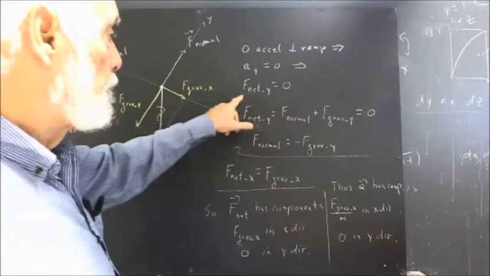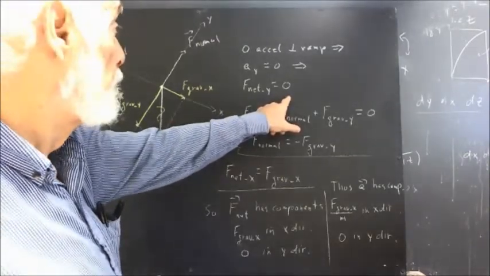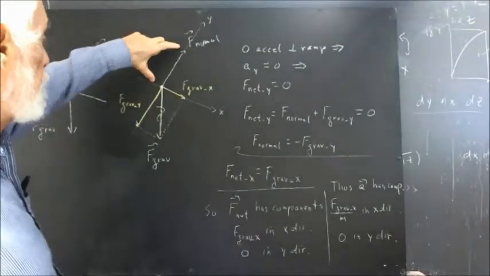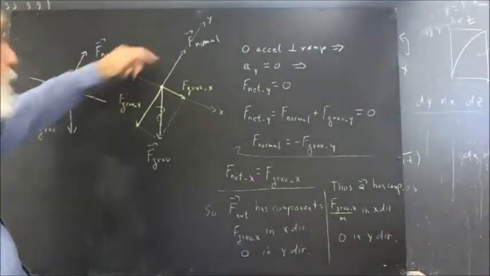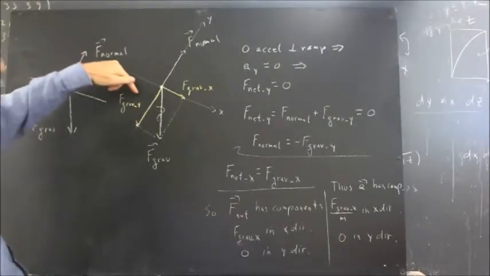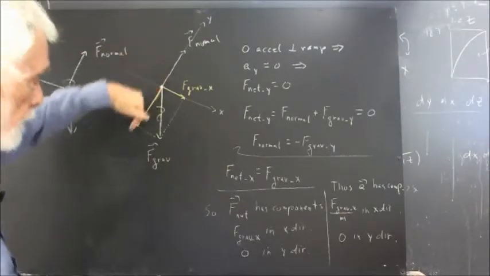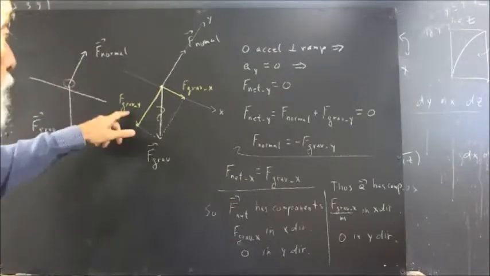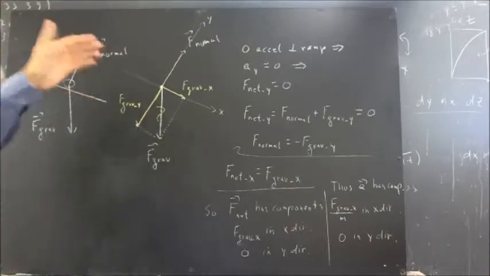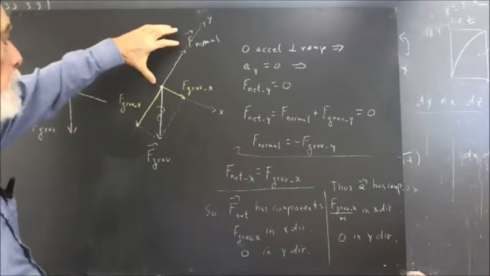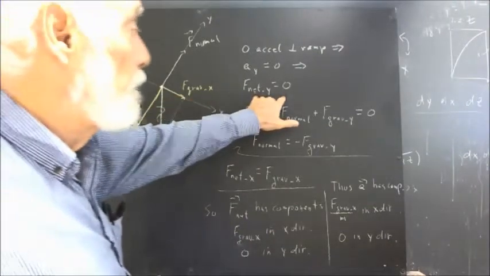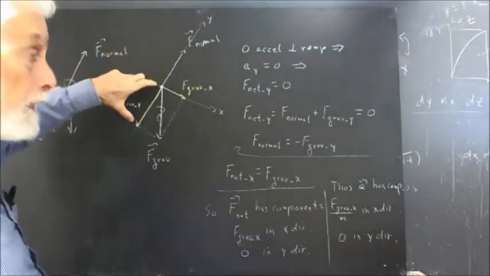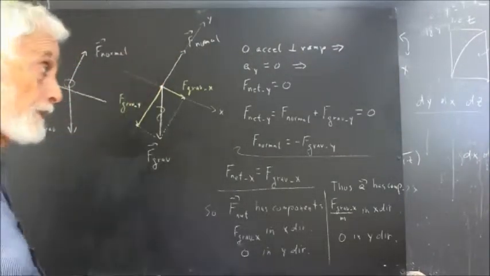And from that, it follows that the net force in the y direction is zero. Now, if the net force in the y direction is zero, what does that say about the normal force and the F grav y, the component of the gravitational force perpendicular to the incline? What does it say about those two forces, though, if the net force in the y direction is zero? Well, clearly it says that these forces have equal magnitudes, but they're in opposite directions.